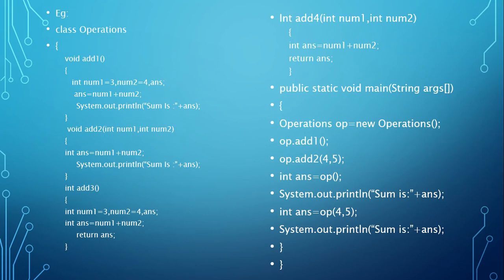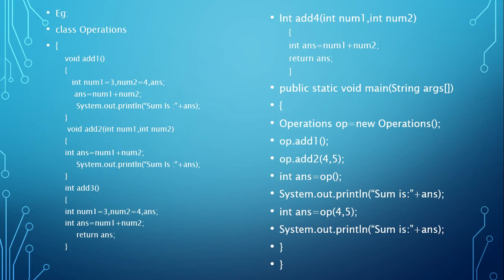In the second function add2, again it is not returning any value, so the return type is void, but I am accepting 2 parameters which are both of the type integer. So as you can see, int num1 comma int num2. Now the variables num1 and num2 which are created in this function are different from the variables created in add1. Even though the name is same, these variables only exist till that function executes. The moment the function add1 or add2 completes execution, those variables become non-existent.